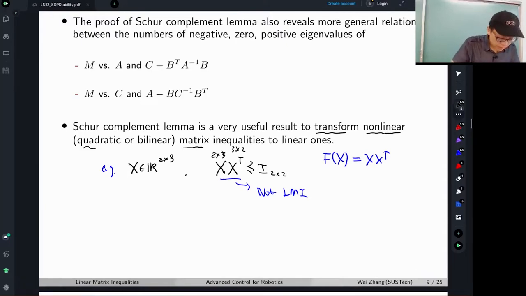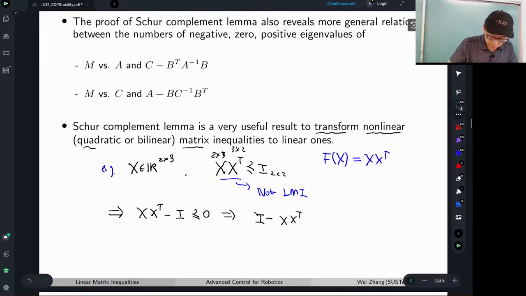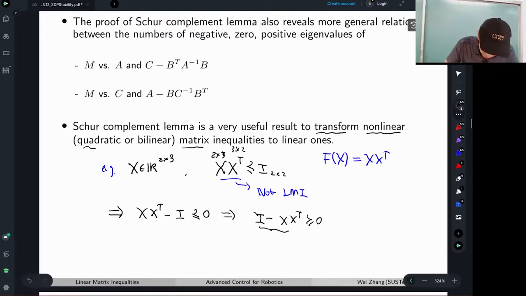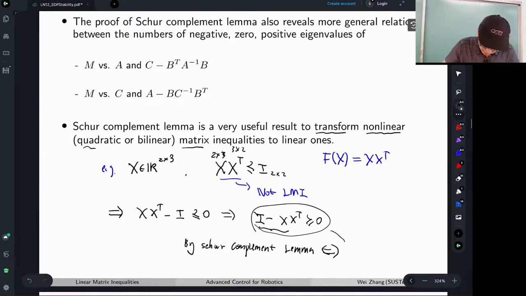But we can use the Schur complement lemma to transform that into a linear matrix inequality. Let's first move things to the left: X X transpose minus I less than or equal to 0. In other words, I minus X X transpose is bigger or equal to 0. That's fine, right? Negative semi-definite means the negative of this matrix is positive semi-definite. By the Schur complement lemma, this is equivalent to the matrix [I, X; X transpose, I] bigger or equal to 0. This will be my M.